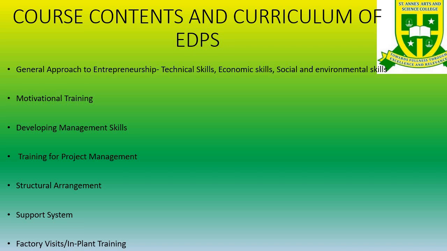Next one is support system. A support system is where financial assistance will be given by the government sector. If your project is viable to the economy, surely the government will support you so that you can get financial assistance from the government. The government will be ready to invest in your project. So here, using this EDP program, the trainer will guide you to the government, and the government will be able to know what your project needs, so that they may invest in your project. So that is a support system.